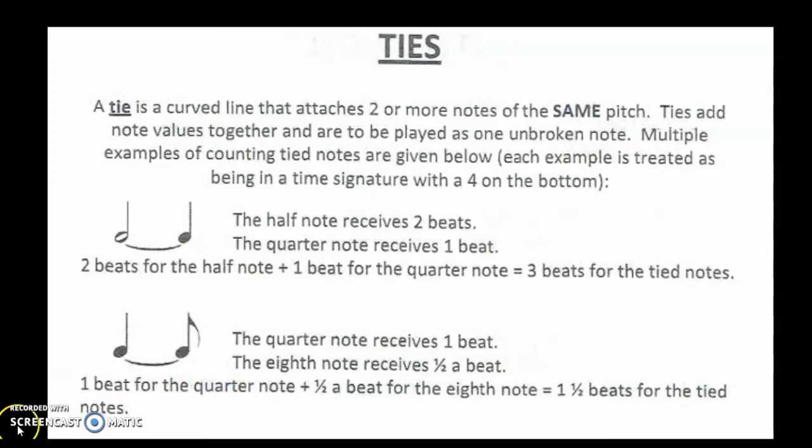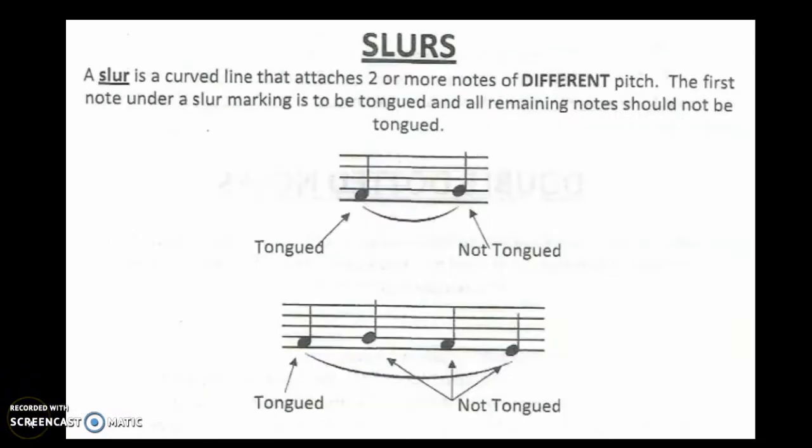Now, let's go on here in this example. Slur. A slur is a curved line that attaches 2 or more notes of a different pitch. The first note under a slur marking is to be tongued, and all remaining notes should not be tongued. So we look at this example with 2 quarter notes, and then we have a slur. These are different notes, so we're going to tongue the first and go to the next note without tonguing, just using our air and buttons.